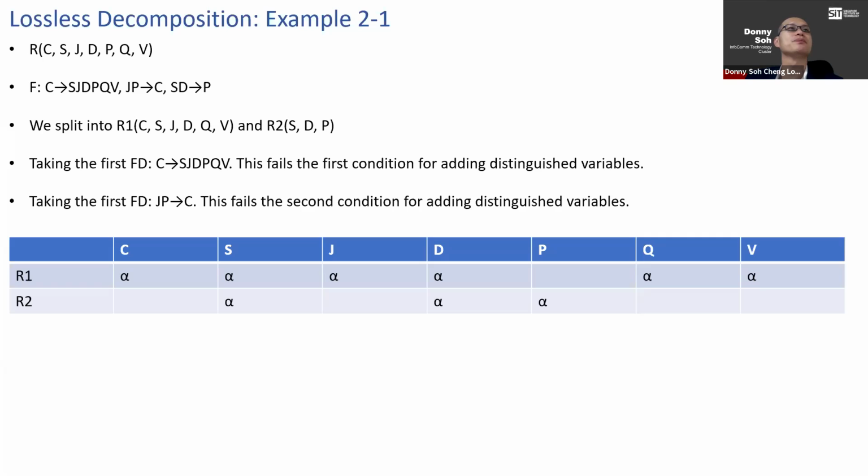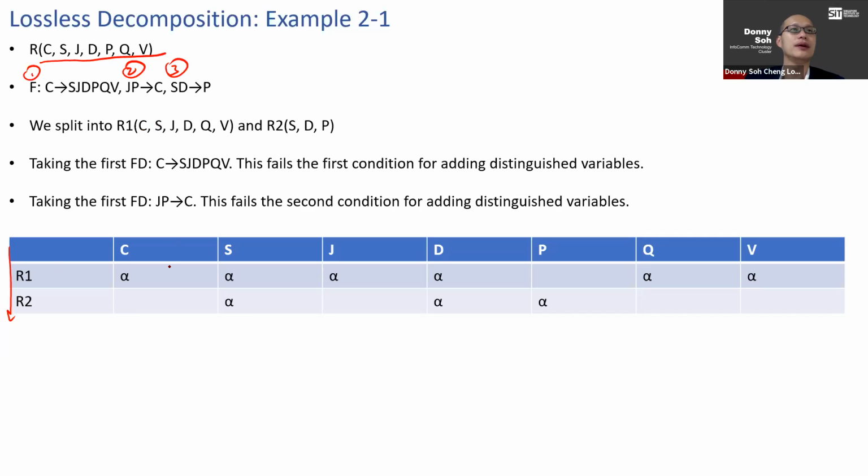Okay, I will start. So this is the original table. There are three FDs here: first, second, third. These are the two tables that are being generated. Firstly, for the y-axis, we put in the table names R1, R2. For the x-axis, we put in all the attributes from the original table: C, S, J, D, P, Q, and V.